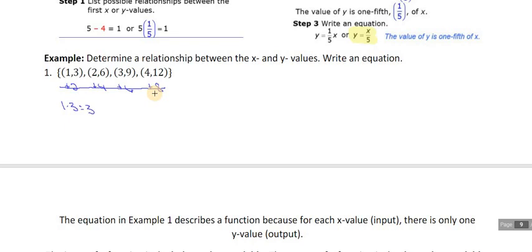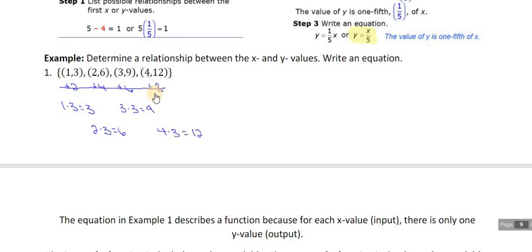What number times 2 gives us 6? Well, 2 times 3 gives us 6. What number times 3 gives us 9? 3 times 3 gives us 9. And what number times 4 gives us 12? 4 times 3 gives us 12.